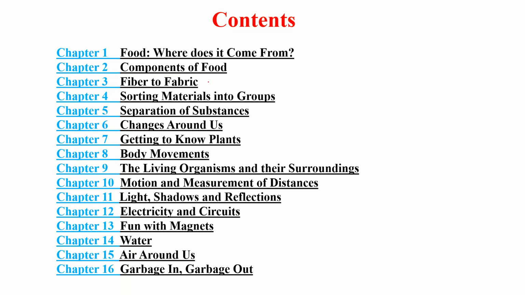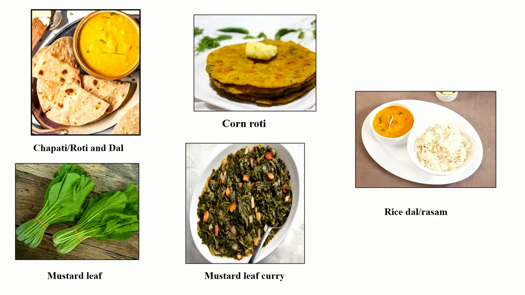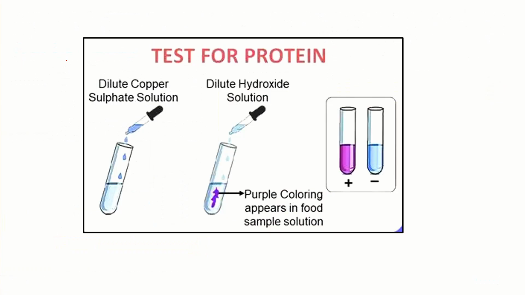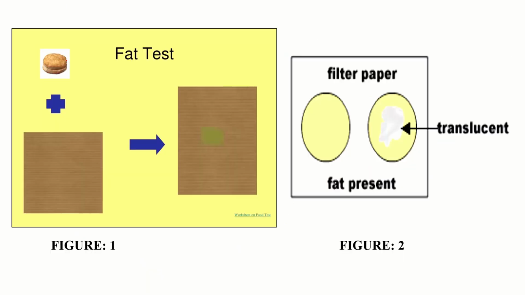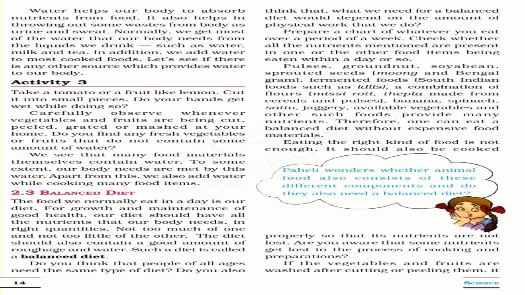We have seen in the previous video the components of food. I have completed the first half of this chapter, Components of Food, and we did some activities, and we have seen what carbohydrates are and which foods contain carbohydrates, proteins and fat. Today we'll go for the next part of this chapter, activity 3 and balanced food.